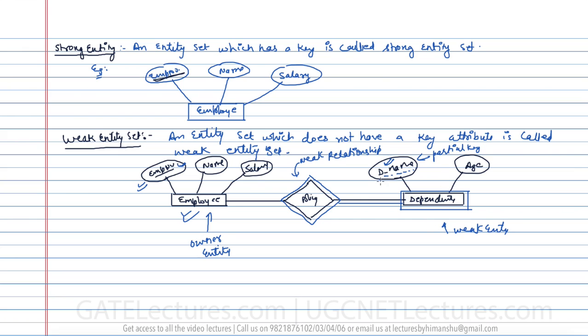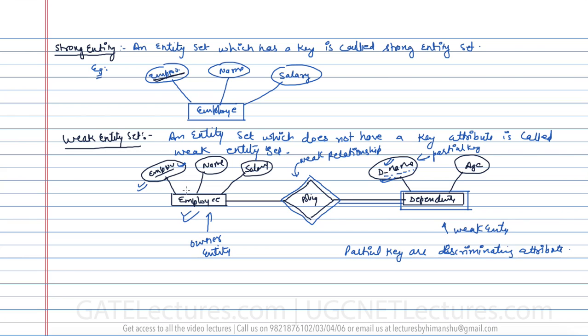So here this dependent name is acting as a partial key, right? And this partial key is acting as a discriminating attribute. The partial keys are discriminating attributes. That means it is going to discriminate between different dependents in this case. For example, given an employee and a dependent name, you can uniquely identify every single dependent. So that is why the partial key is acting as a discriminating attribute.